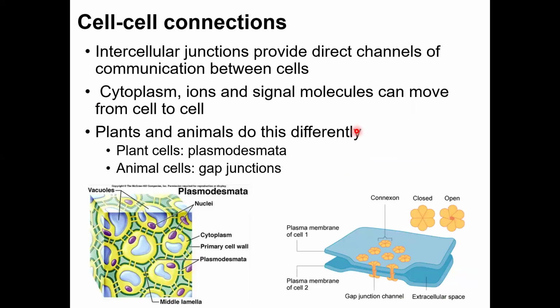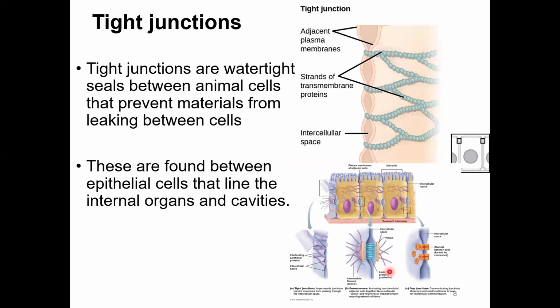So now with cells, they have to connect with each other. There are several ways that they connect with each other. And some of these include intercellular junctions, where they provide direct channels of communication between cells. The cytoplasm, the ions, and the signal molecules can move from cell to cell. And depending on the type of cell, whether it's plants or animals, they do this completely differently, where plant cells have plasmodesmata, like this, or gap junctions within animal cells.